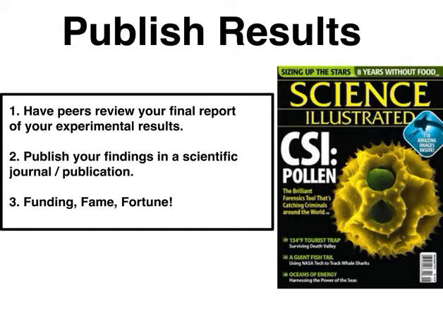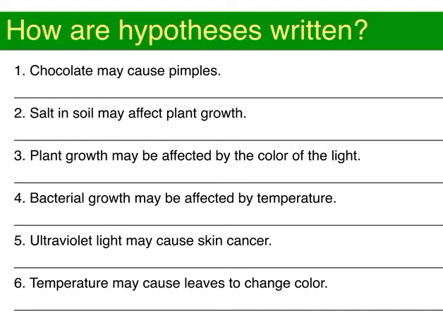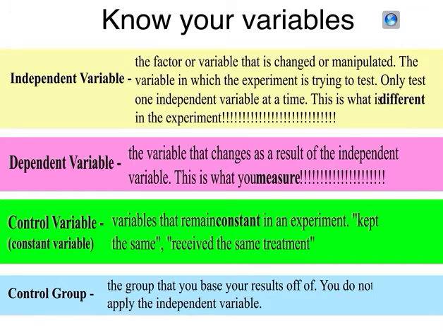So now we're going to move into talking a little bit about the different types of variables. So we're going to skip some of this stuff here. So we have four variables: the independent variable, the dependent variable, the control, and then the control group, which isn't exactly a variable, but we're going to consider it in this group.